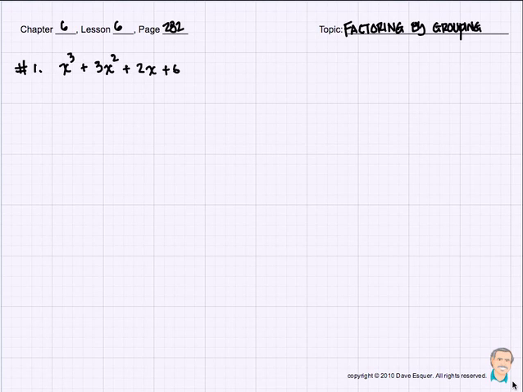Good morning. Chapter 6, Lesson 6 is on page 282, and it's called Factoring by Grouping.